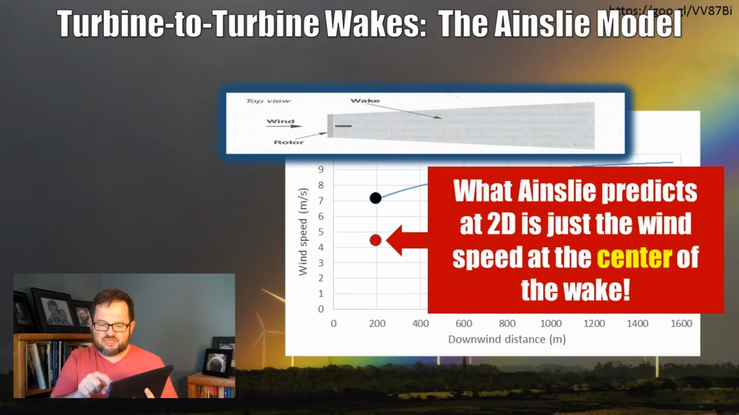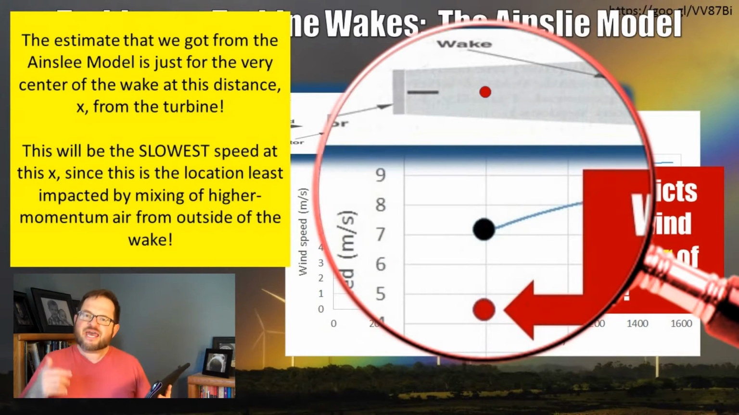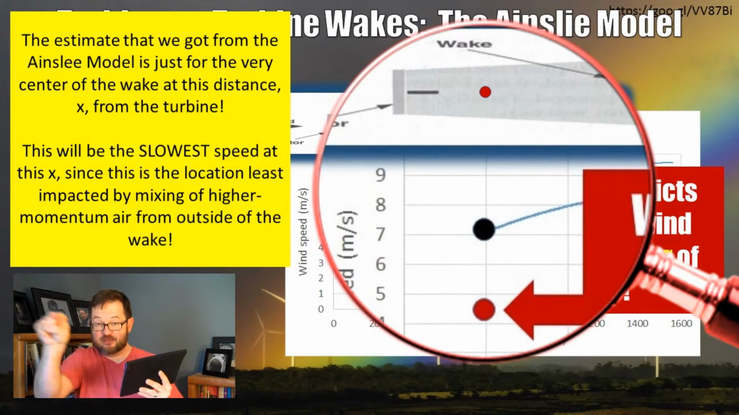So again, I'm going to put that same stretched picture in there of our wake, so that it's to scale, and let's zoom in so we can see where that location is. Well, that estimate that we got from the Ansys model was just the wind speed at the very center of the wake from left to right. And from top to bottom, too. It's basically directly behind the hub of the turbine.